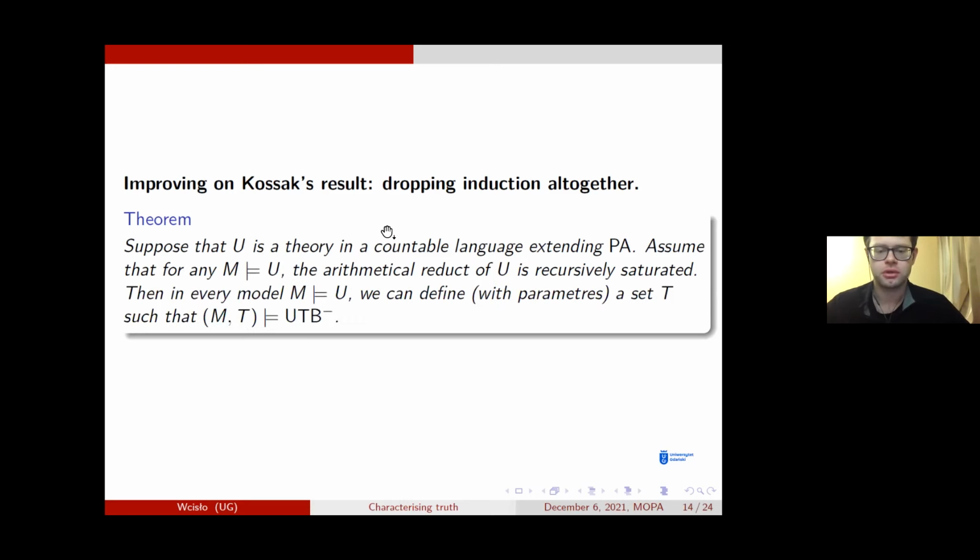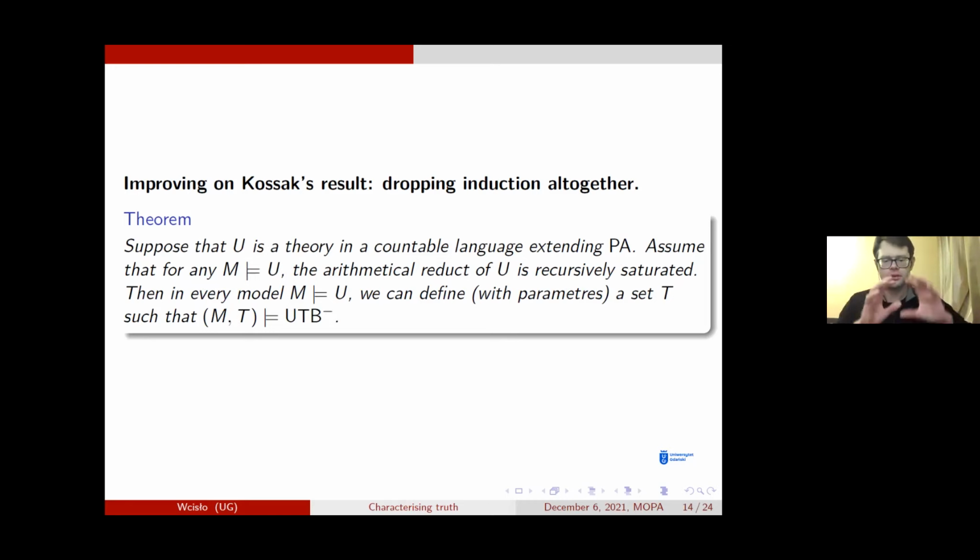Then in every model of U, you can define with parameters, so it's model theoretic definability in Mateusz's parlance, a set T such that it satisfies UTP minus. So if you drop induction in Kosak's result in the assumptions and you drop it in the conclusions, this result actually does hold.